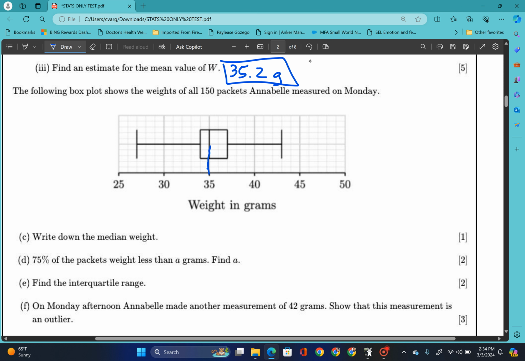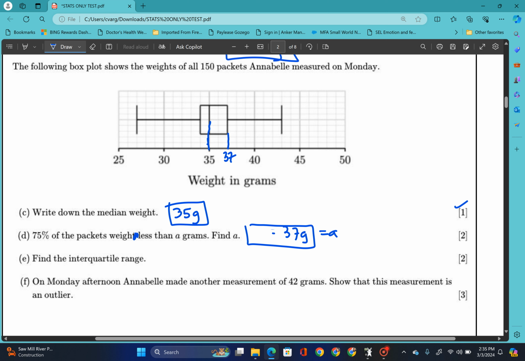Then it says 75%, and that's Q3, of the packets weigh less, it's supposed to be weigh, not weight, less than A grams. So we want to find out what that is. Okay, so that's the 75th percentile, which is the same thing as our Q3. So if I take a look over here and go straight down, our Q3 looks like it's 37. So I can literally just write 37 is going to be the value of A, because it's the same thing as our Q3. So A equals 37 grams. All right, cool.